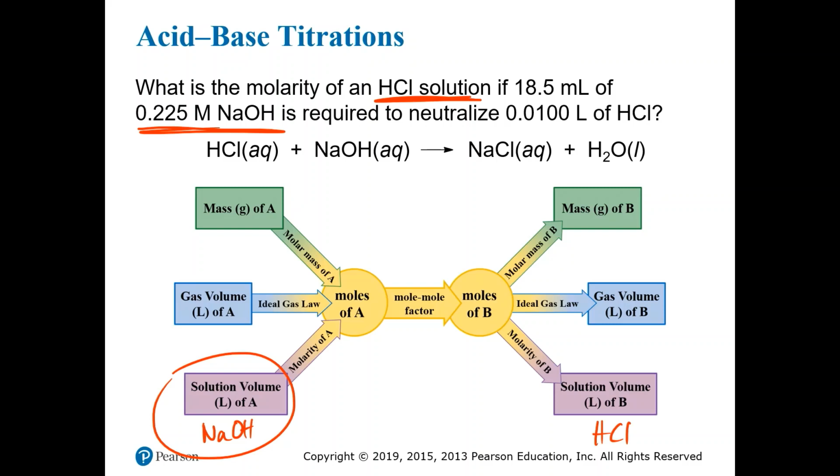So we can take the volume of sodium hydroxide, which they give to us, it's 18.5 milliliters, and we can use the molarity of sodium hydroxide, which they also give to us, to calculate how many moles of sodium hydroxide went into this reaction. Then we can use the mole-to-mole factor from the chemical equation to calculate how many moles of HCl must have been in this reaction. Now in Chapter 9, we would then have used the molarity of HCl to calculate the volume, but in this case it's a little bit backwards because we don't know the molarity, but we have figured out the volume from the titration procedure.